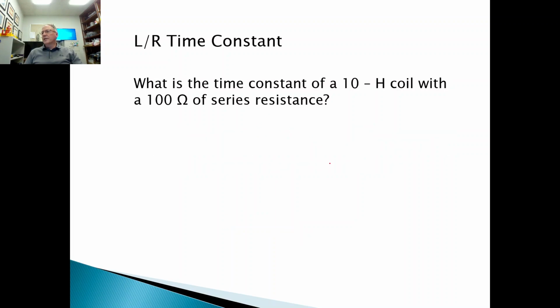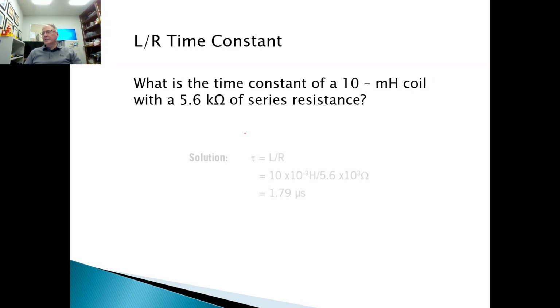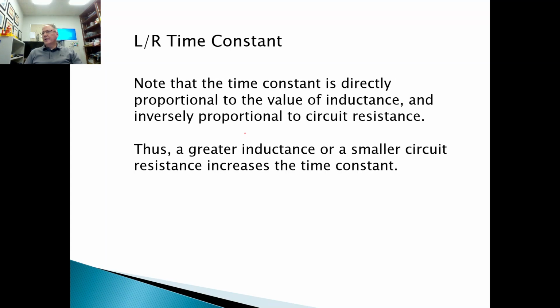So if you look at this, what is the time constant of a 10 Henry coil with 100 ohms of series resistance? You just divide them. So 10 Henry divided by 100 ohms equals 0.1 seconds. And then the same thing for this one, and so forth. Now note that the time constant is directly proportional to the value of the inductance and inversely proportional to the circuit resistance. Thus, a greater inductance or a smaller circuit resistance will increase the time constant.